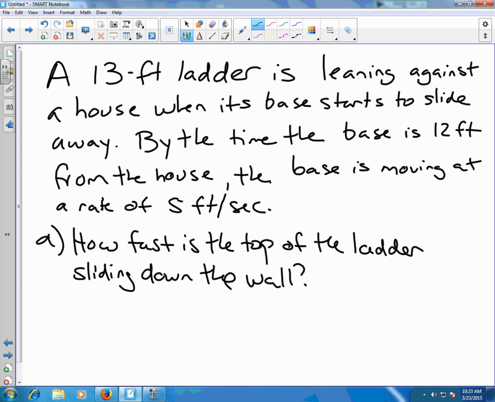So we got a 13-foot ladder leaning against the side of a house, and the bottom starts to kind of slide away from it. And so by the time that the base has slid 12 feet away from the house, it's moving at a rate of 5 feet per second. And so we want to figure out how fast is the top of the ladder sliding down the house, right? So, and there's a picture in the book.